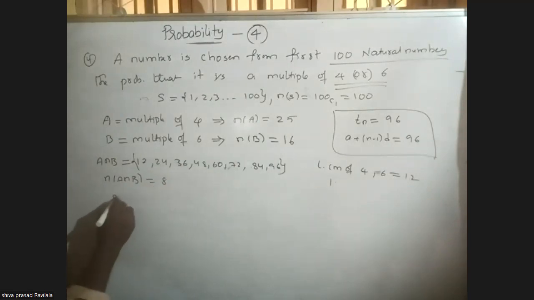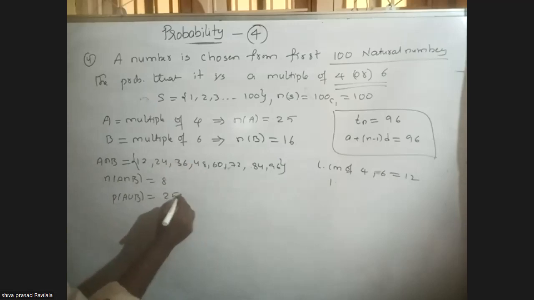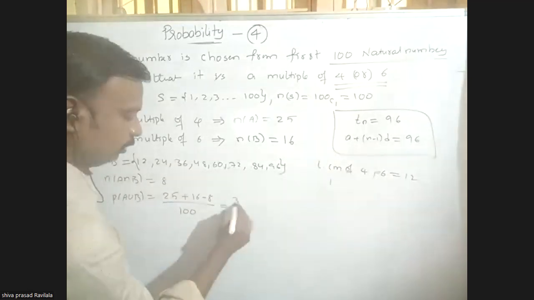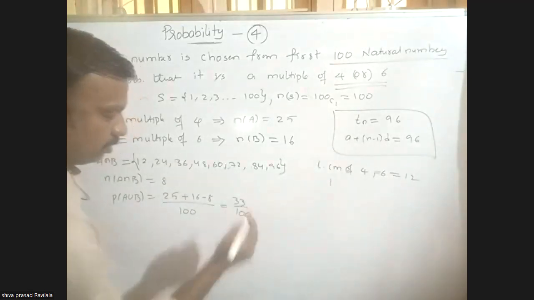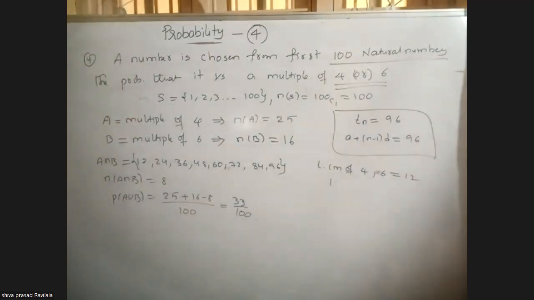Probability of A union B is equal to n of A value 25 plus 16 minus 8 by 100. Do the calculation. 16 minus 8, 8 plus 25, 33, 33 by 100. In exam, they may ask big number. To find that factors, use that formula. Tn is equal to A plus n minus 1 into D.